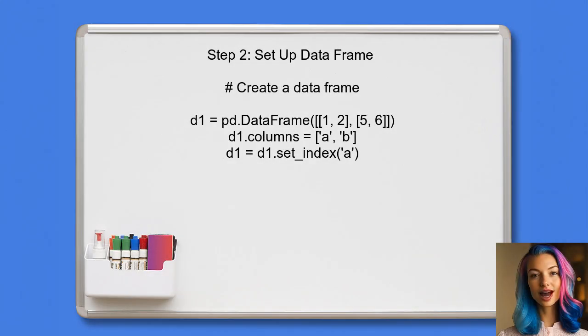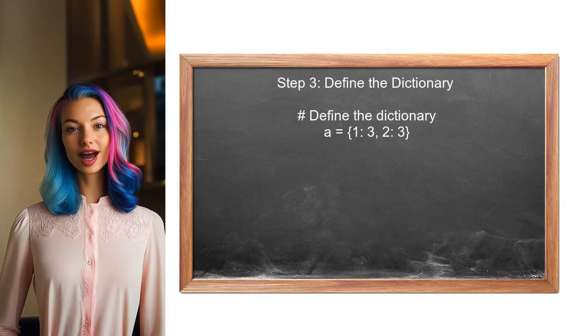Next, the user needs to set up the initial data frame. They can create a data frame with some sample data and set one of the columns as the index. After that, the user should define the dictionary that they want to use to update the data frame. This dictionary will contain the keys that may intersect with the data frame's index.